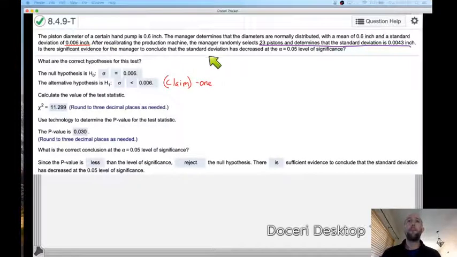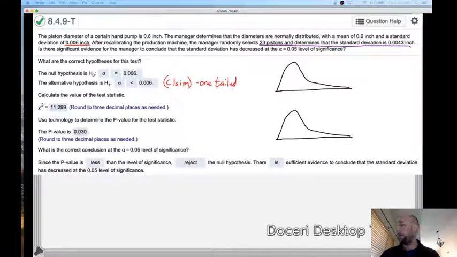So in testing population standard deviation, we're testing this claim sigma. And our claim here has the word decreased, so this implies a less than. And so our claim here is going to become the alternate hypothesis. It is a less than value, so it's a one-tailed, left-tailed test in this situation because the inequality is pointing off to the left.